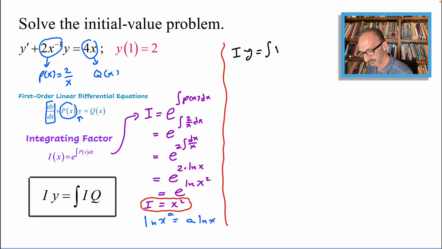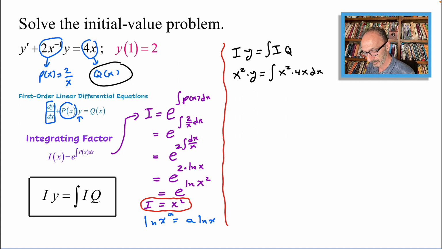Now let's apply the shortcut, which is I y equals the integral of I q. But I was determined to be x to the second times y, we have y, and the integral of I, which is x to the second again, times q that we agreed on to be 4x. Of course, we're going to do it with respect to x. So we have x to the second y equals the integral of x to the third, let's put the 4 outside, dx.